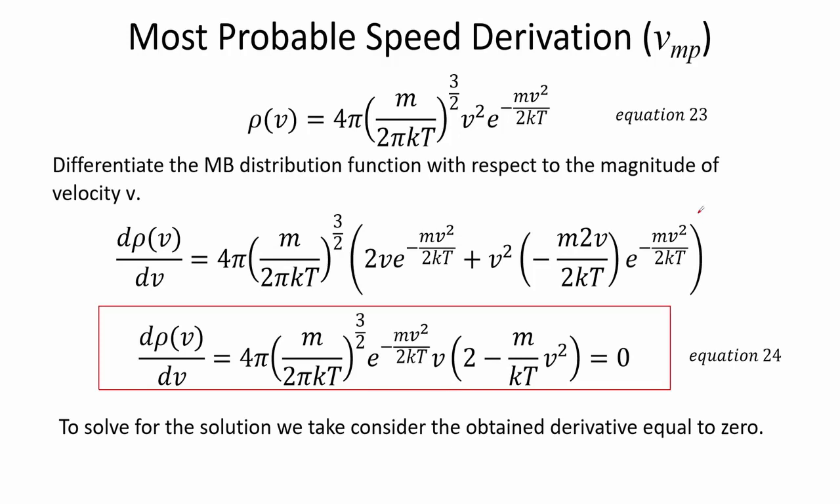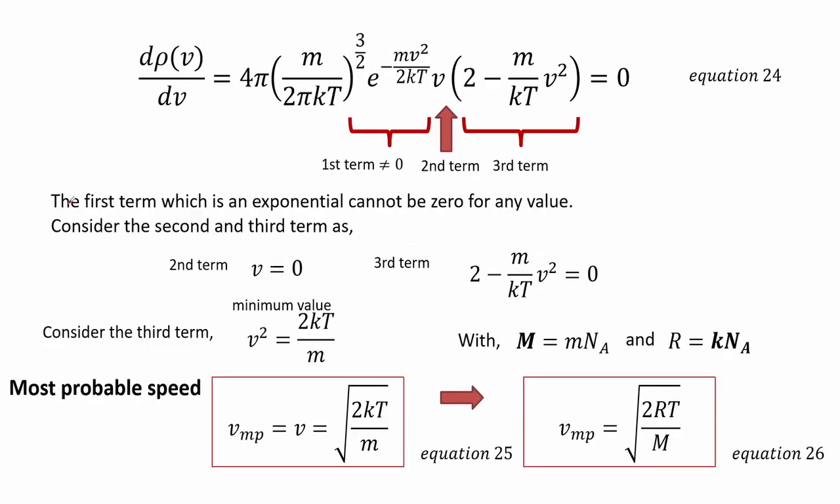Differentiate the MB distribution function with respect to the magnitude of velocity v. To solve, we set the obtained derivative equal to 0. For this equation to be 0, we examine 3 terms where we can replace values of speed v. The first term, which is an exponential, cannot be 0 for any value. So we consider the second and third terms as shown here. Thus, we have 2 possible solutions.